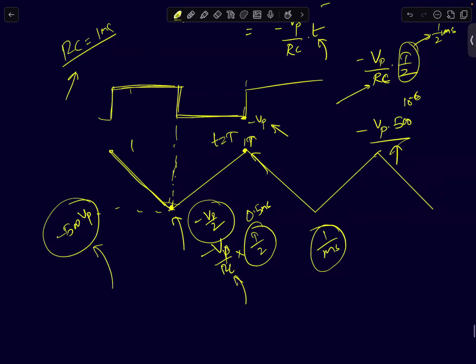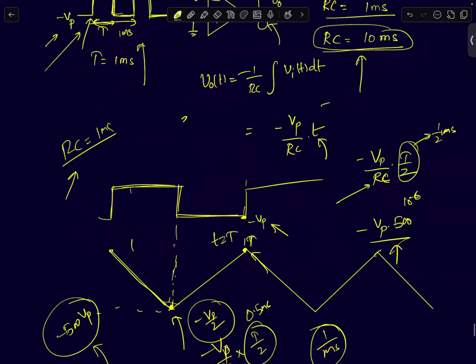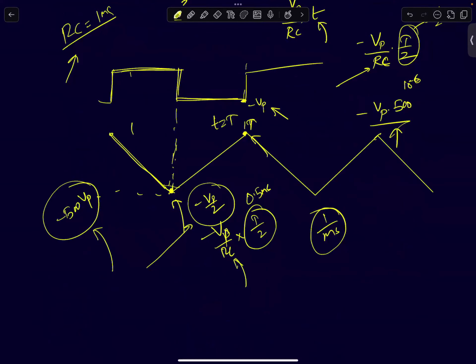So if I assume 10 milliseconds, what will be the peak voltage that it will go to? Nothing will change. The waveform shape, everything will look the same. The only difference this RC time constant will make for a pulse input is the peak value. That's it, 1/10 of this, because your time constant is 10 times larger, so it will be minus Vp by 20. It's proportional to minus Vp by RC into T by 2.